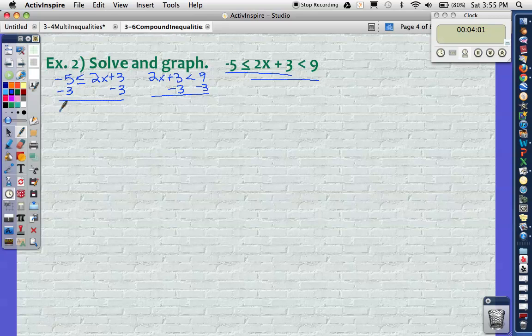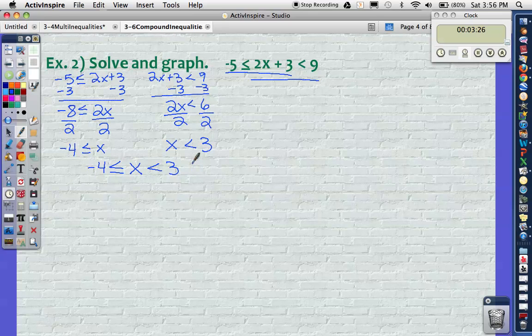If I subtract 3 from both sides here, I have negative 8 is less than or equal to 2x. Divide by 2 to get x all alone. I have negative 4 is less than or equal to x. Let me finish this problem. I would subtract 3 from both sides, and I have 2x is less than 6. Divide both sides by 2, and I have x is less than 3. Put them together, only write the x once. It's going to be less than 3, but greater than or equal to negative 4.